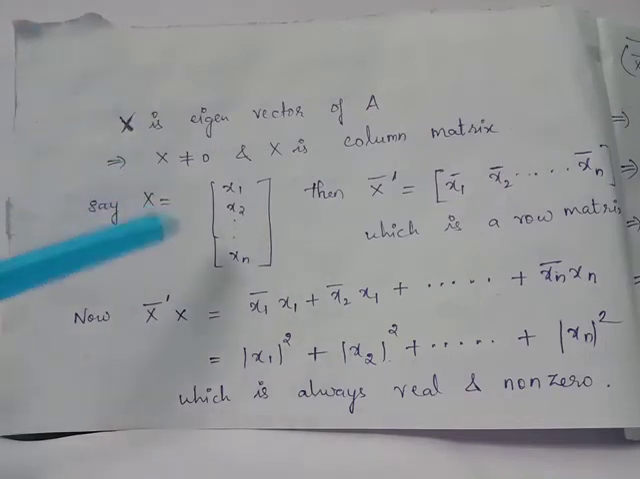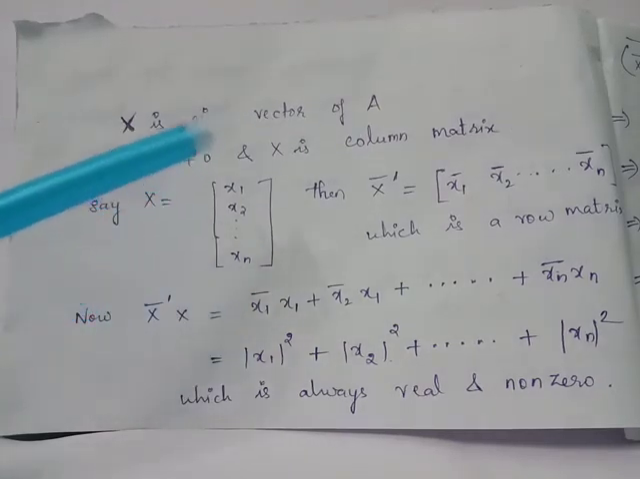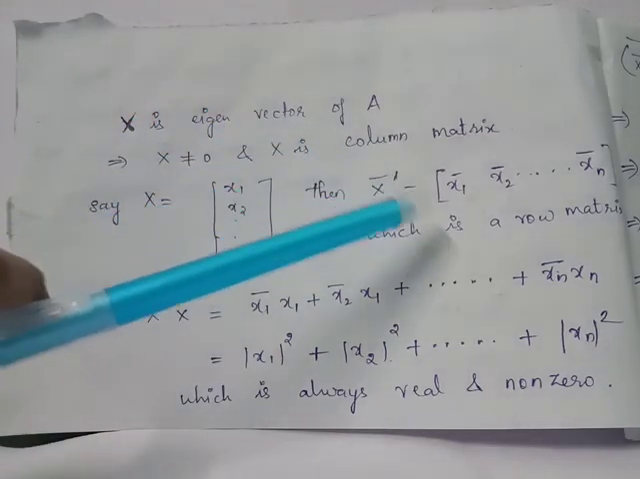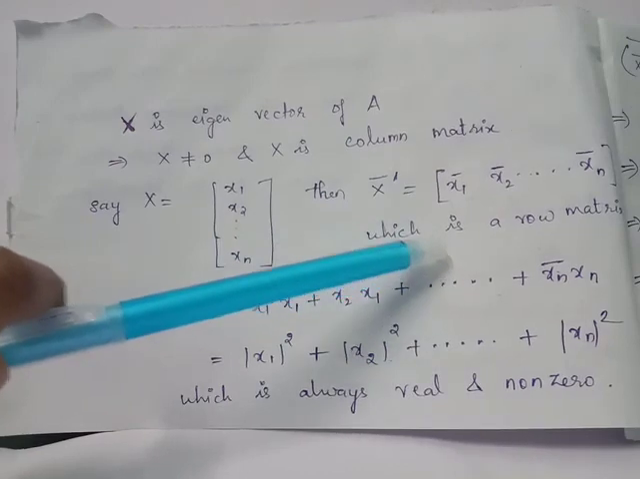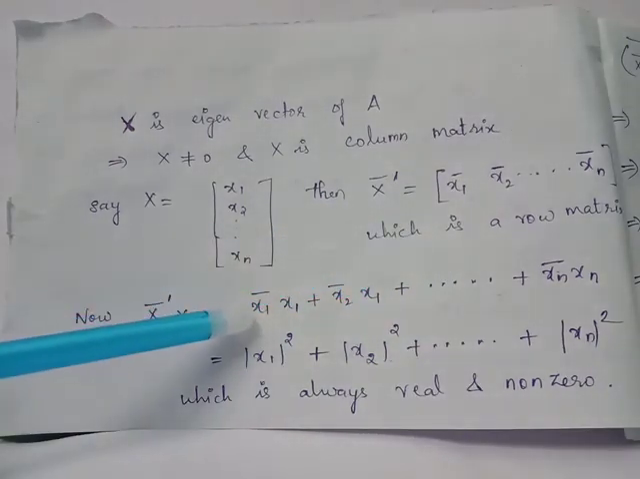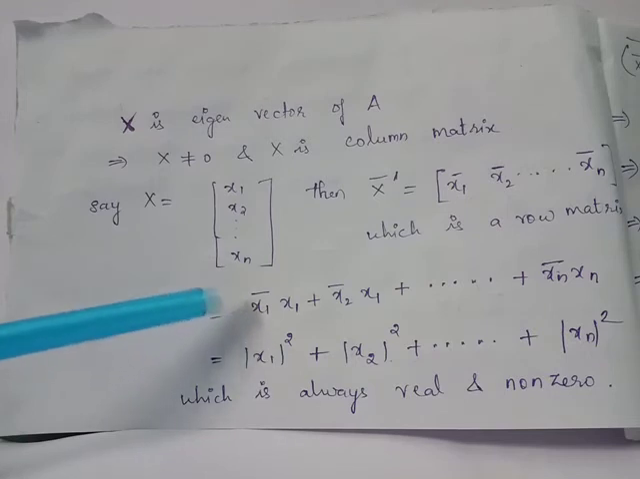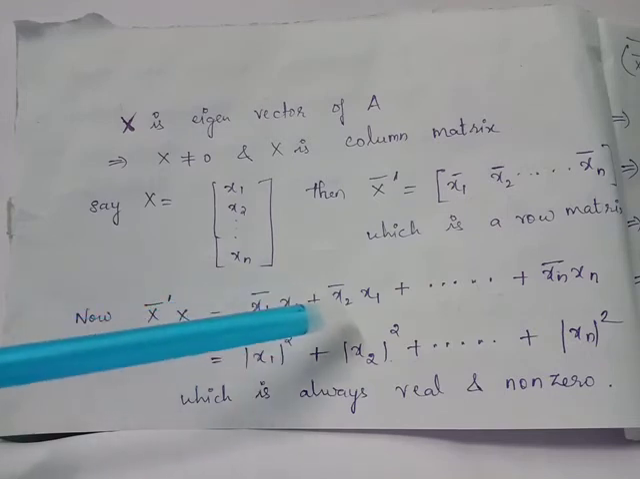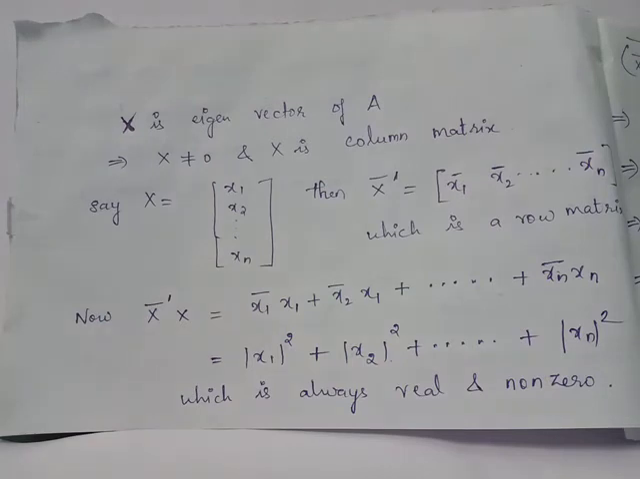If this is the column matrix x, then we have x conjugate transpose represented in this form, which is a row matrix. And when we multiply x conjugate transpose into x, we obtain an equation of this format, that is x1 conjugate into x1 plus x2 conjugate into x2 plus etc. plus xn conjugate into xn, which can be rewritten as modulus of x1 the whole square plus modulus of x2 the whole square plus etc. modulus of xn the whole square, which is always a real and non-zero value.